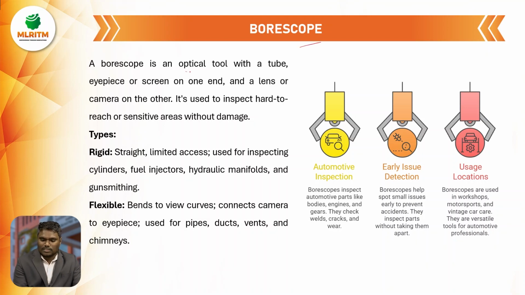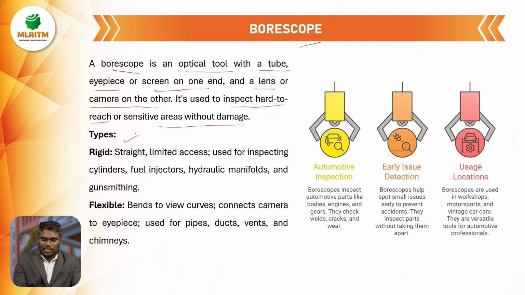First of all, a boroscope is an optical tool with a tube, eyepiece, and screen on one side, and a lens and camera on the other side. It is used to inspect hard to reach and sensitive areas without damage. Without damaging the part, it can be inspected very easily. These are the tube and eyepiece screen of the different parts of that boroscope.